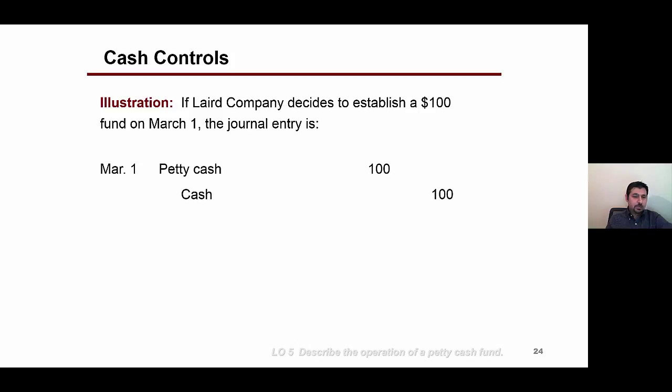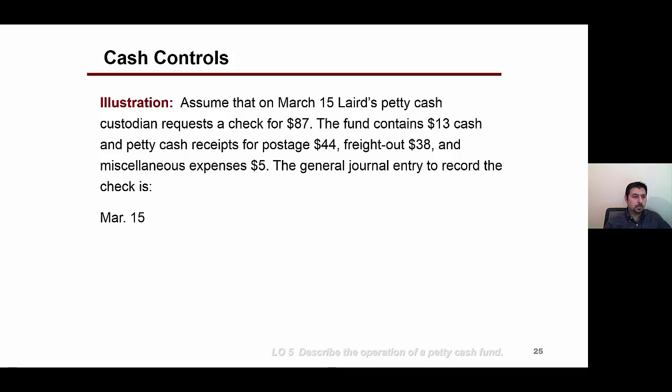Later on, petty cash will not be involved in any journal entries unless, for example, the size of the fund will be changing. For example, if the company decides to increase the petty cash fund from 100 to 150, there will be another journal entry where we debit petty cash 50 and we credit cash 50. Now, assume that on March 15th, Laird's petty cash custodian requests a check for $87. The fund contains $13 cash and petty cash receipts for postage $44, freight out $38, and miscellaneous expenses $5.